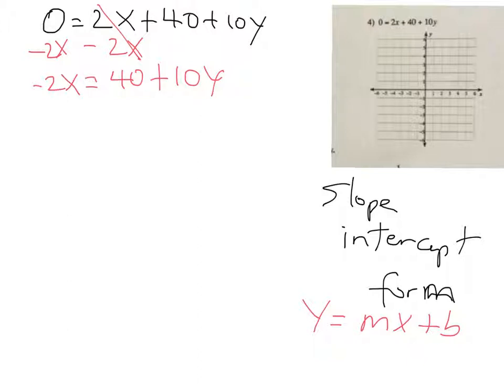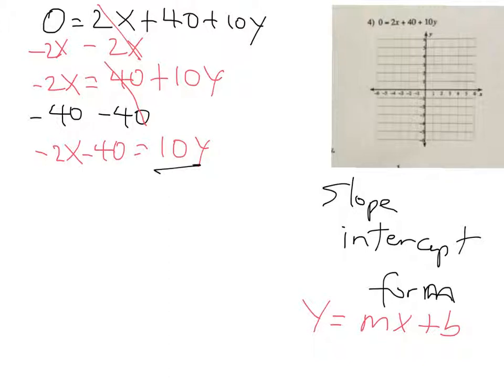Next, cancel the 40. So minus 40 on both sides of the equal sign. That's going to give me negative 2x minus 40 equals, these 40s cancel out, and I have 10y. The last step, like I said before, is dividing by 10. You divide every single one of the terms by 10.